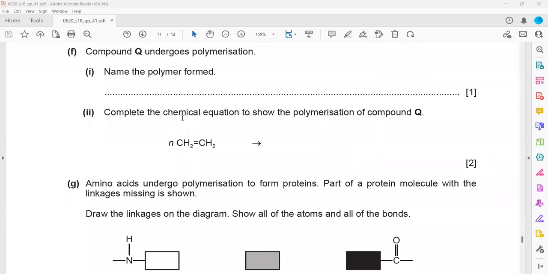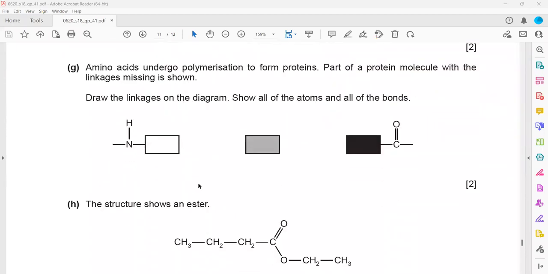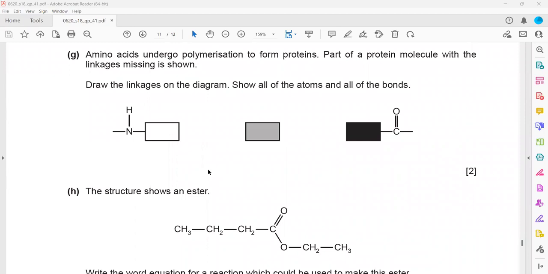The next part: the amino acids undergo polymerization to form a protein. Part of a protein molecule with a linkage missing is shown. Draw the linkage on the diagram and show all the atoms and all the bonds. Because if it is a protein, show the amide linkage. But this question might be for protein, or this question might be nylon as well.